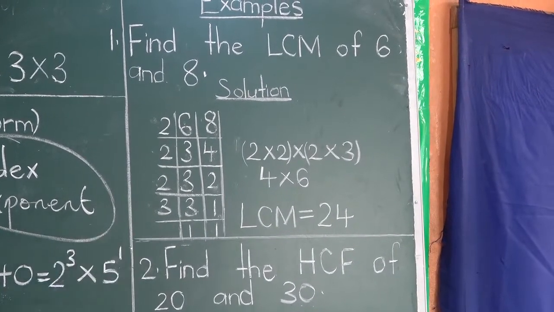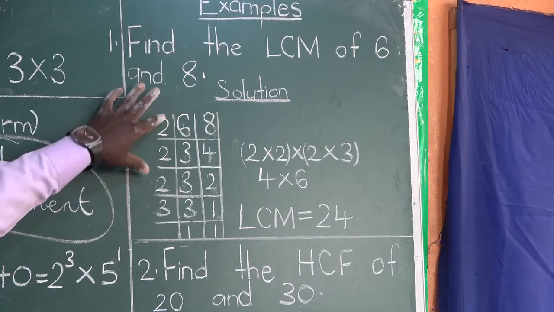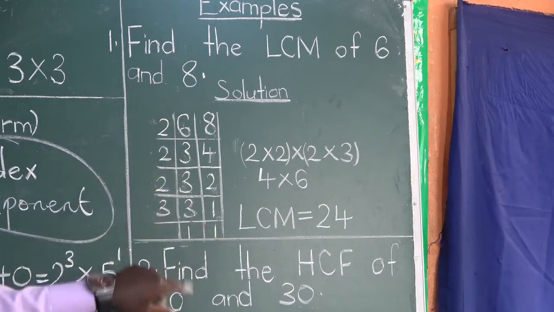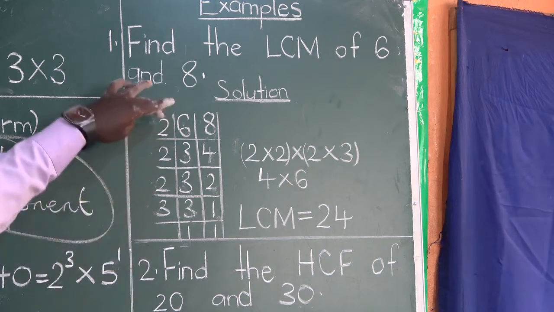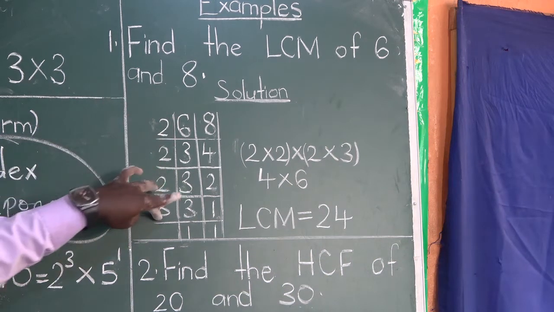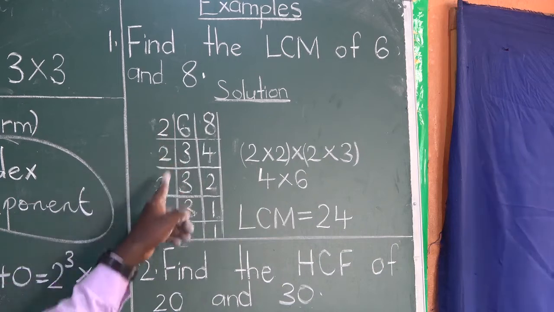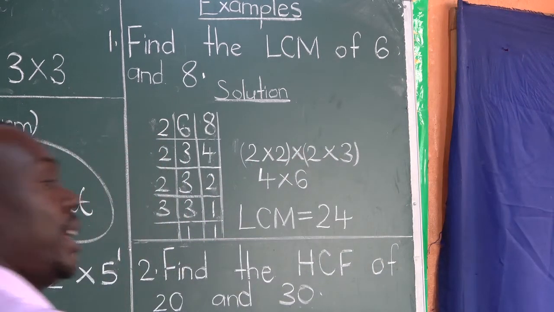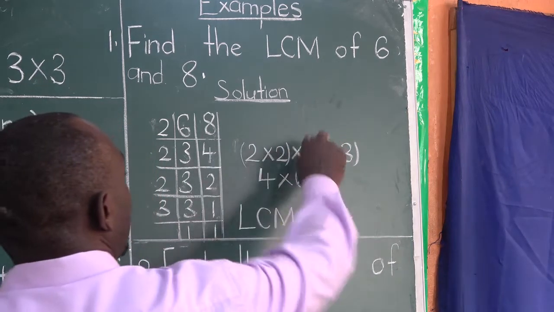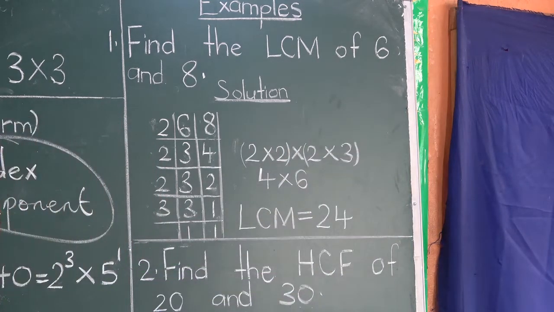Now, what about the LCM? It's going to be made from these prime numbers that have helped us go up to 1, 1. Now we multiply the prime numbers, that is 2 times 2 times 2 times 3, as they are here. And now we pair here. This is what's called the associative property.